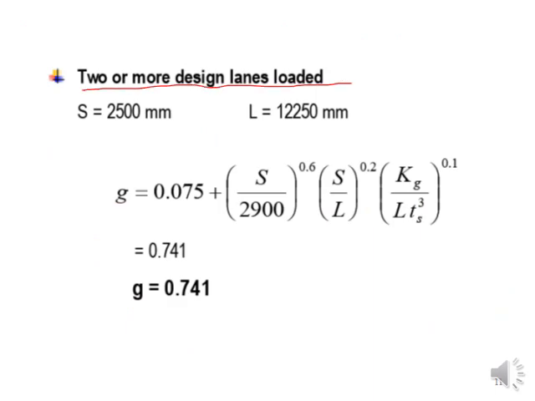Then for two or more design lane loads, here also the formula is given. Again considering it equal to 1, you get 0.741. Out of these two, two or more design lanes loaded and one design lane loaded, you take the maximum, the larger value. Previously it was 0.6 something, now it is 0.741, so 0.741 dominates. The larger value dominates for the distribution factor. This distribution factor is for the lateral distribution of the live loads for the longitudinally placed girders or stringers.